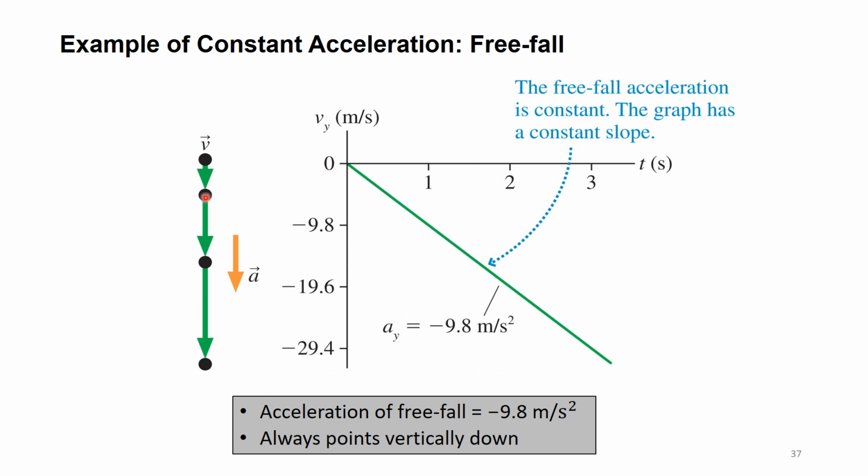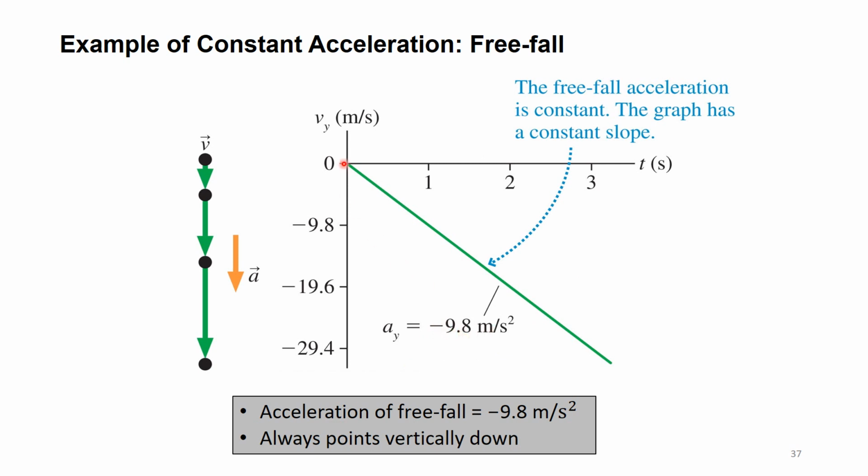You will see that this object will travel faster and faster as it approaches the ground. So its velocity is changing, and the velocity is changing at a constant rate. It has a constant acceleration. And how much is the acceleration? If you measure it, it turns out to be negative 9.8 meters per second squared.